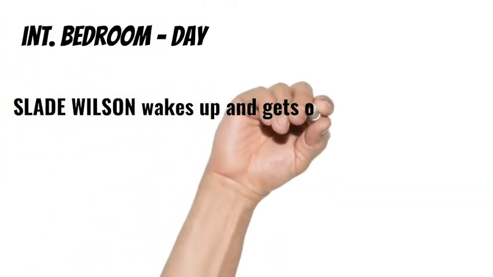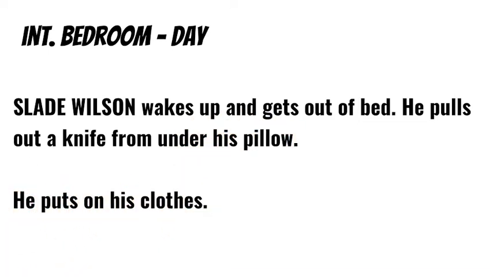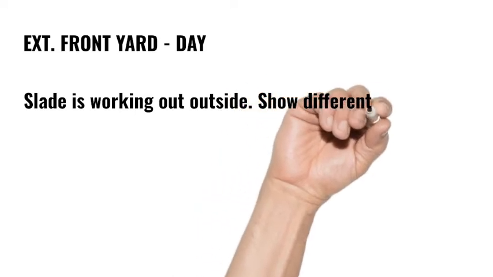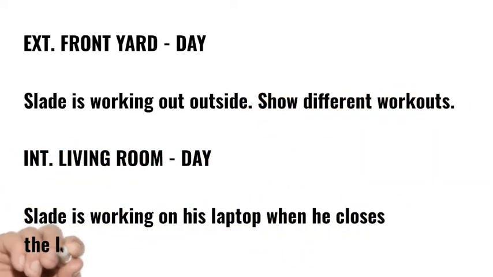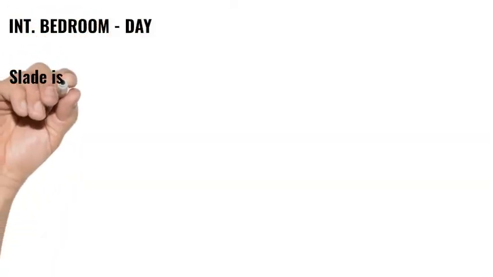So let's jump right into the script. So we're going to start off with the interior bedroom. Slade Wilson wakes up, pulls out his knife when he gets out of bed, and then he changes. And then we can go straight into the front yard where we can start showing him working out, getting all ready and buff and stuff. Then we can do the living room where he actually receives the contract.